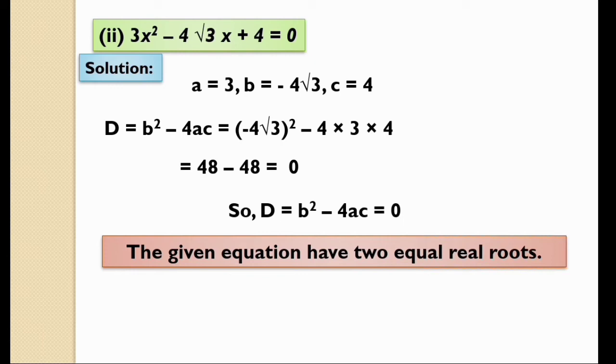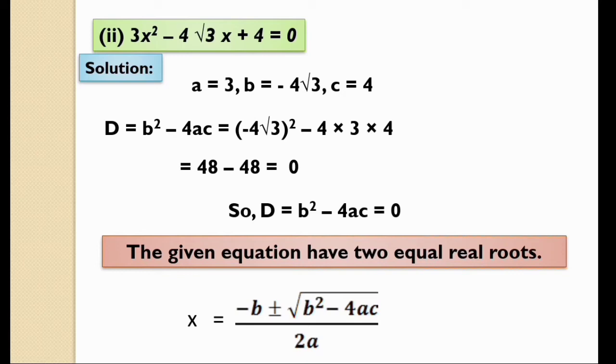Now we will find these equal real roots by using the quadratic formula. The quadratic formula is x = (-b ± √(b² - 4ac)) / 2a, and we can replace b² - 4ac by D. We already found that the value of D is 0 for this question. So we get x = (-b ± √0) / 2a, and we know the square root of 0 is 0. So x = (-b ± 0) / 2a.